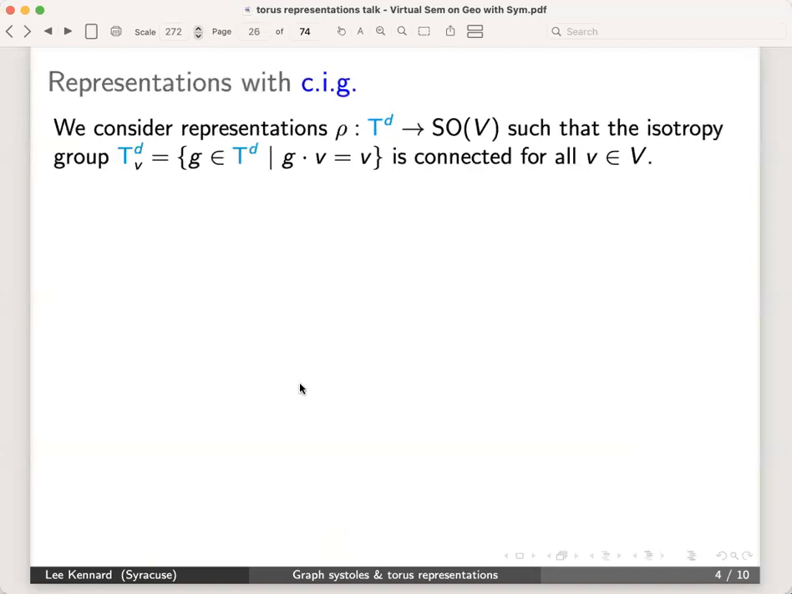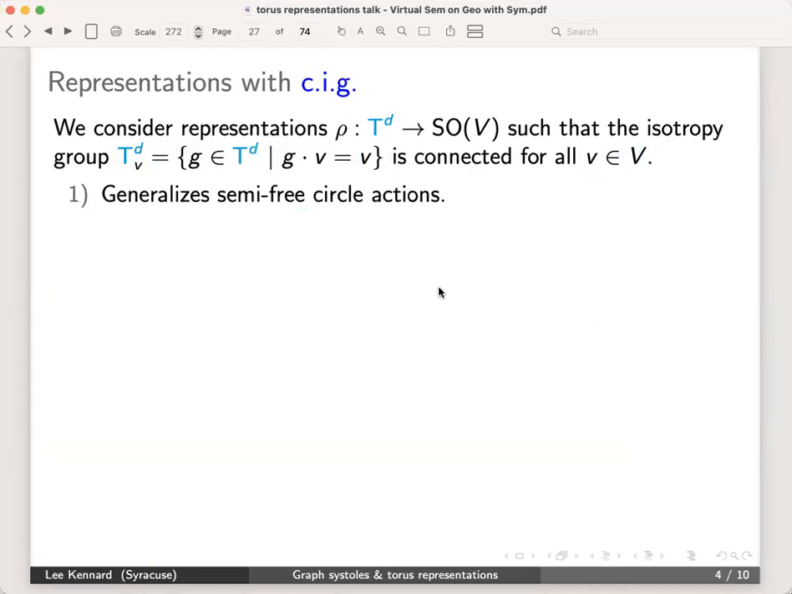So what it means is, maybe you can guess already, that for any vector in your vector space, if you take the isotropy subgroup, the subgroup of elements that fix it, that should be a row of G acting on V. The assumption is that that's trivial or a circle or a T2. It's a connected subgroup of the torus.